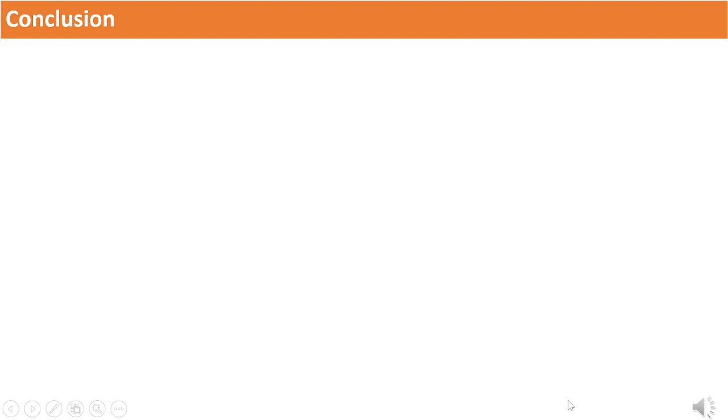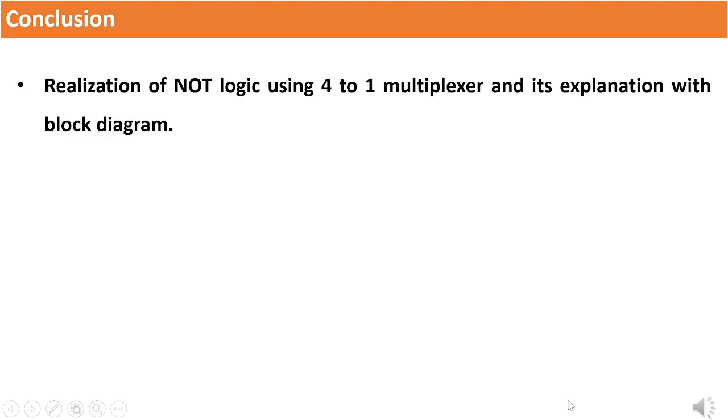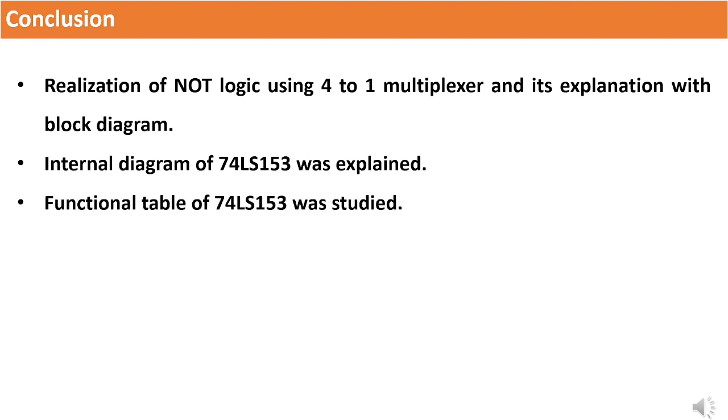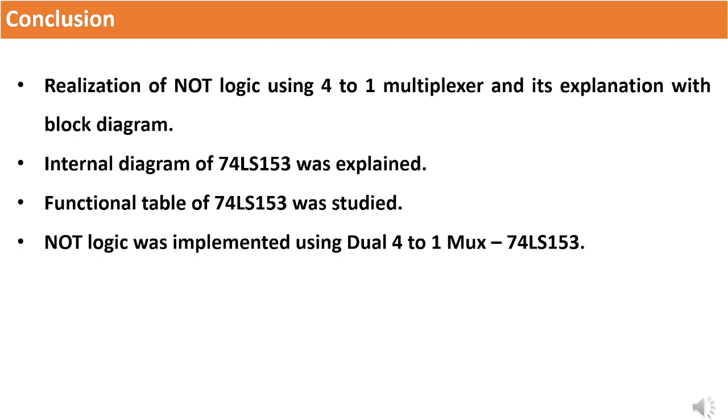In today's lecture, we explored the implementation of the NOT logic gate using a 4-to-1 multiplexer, and we elucidated this process using a block diagram. Subsequently, we delved into the internal diagram of the 74153 integrated circuit. We also provided a comprehensive explanation of the functional table for the 74153 IC. Ultimately, we successfully implemented the NOT logic gate using the dual 4-to-1 multiplexer, with the help of the 74153 integrated circuit.